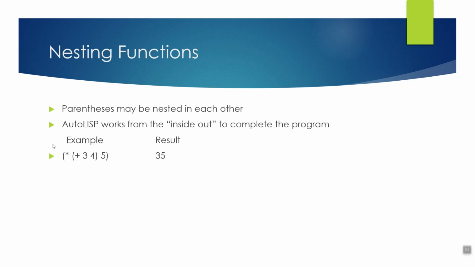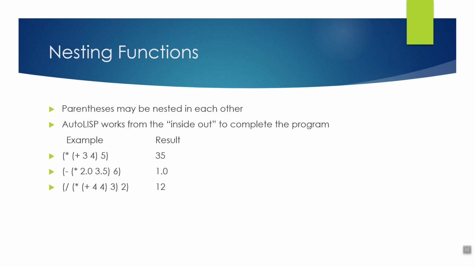So if we look at an example here, it's going to work from the inside and then out. So it's going to add 3 and 4, which is 7, and then it's going to multiply that times 5 to give me 35. If I do another one, it's going to multiply 2 times 3.5, which is 7, and then subtract 6 from 7, and so I'm going to get 1.0. Notice that I'm mixing real numbers and integers here, so it's going to give me a real number as a result.